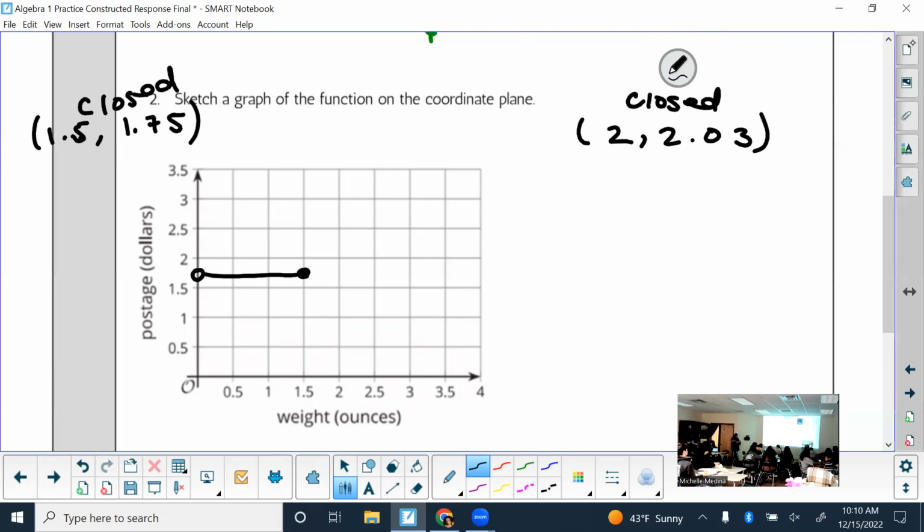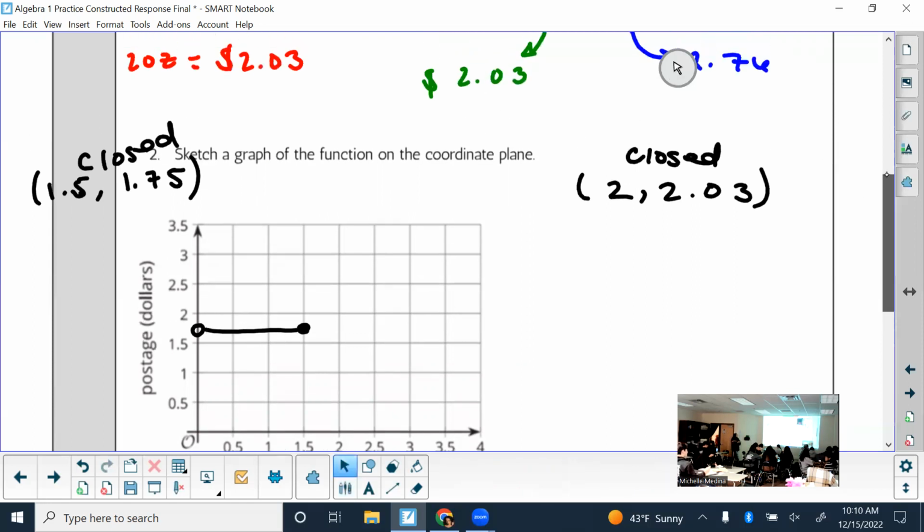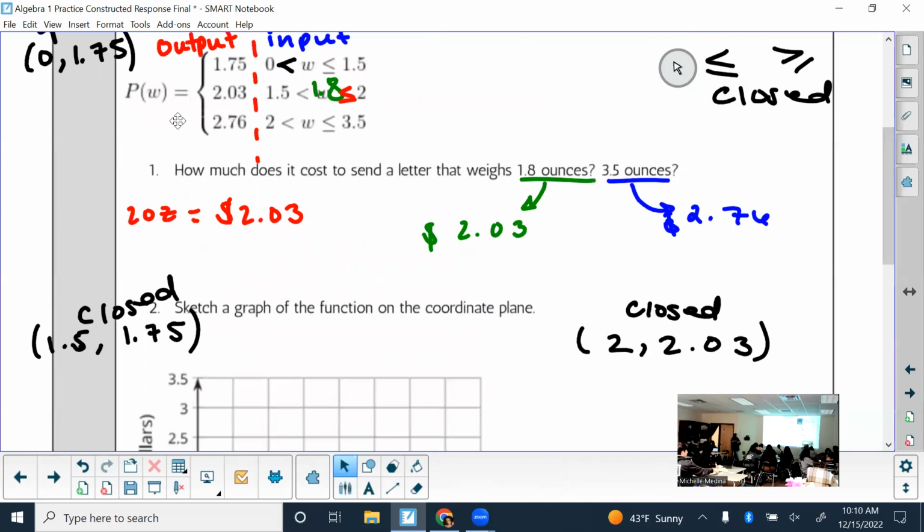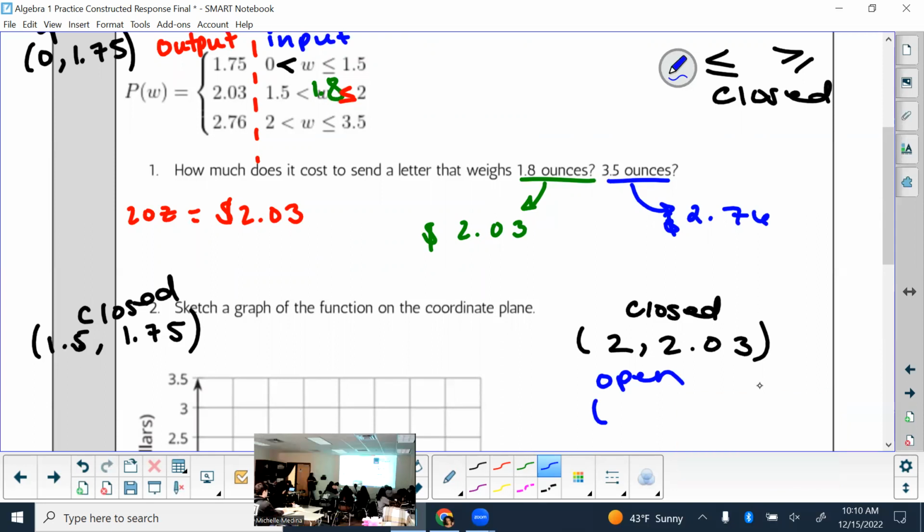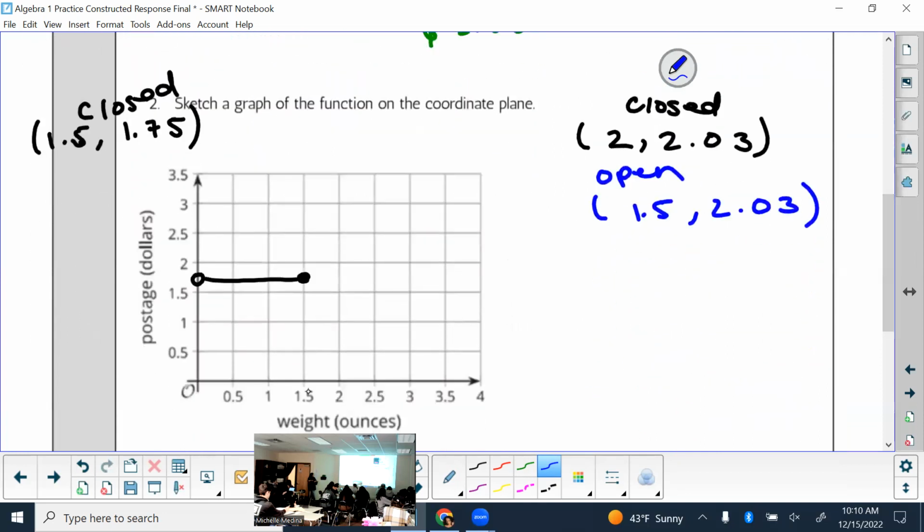All right, and then keep it going. Now we're on the next line. We already have the closed circle part of the next line. What would be the open circle part? So 2.03 for the output. What x value? 1.5 is where it starts. But since it's not the equal to part, that's why it's an open circle. So where it's 1.5 and 2.03, a little above that, we have an open circle.